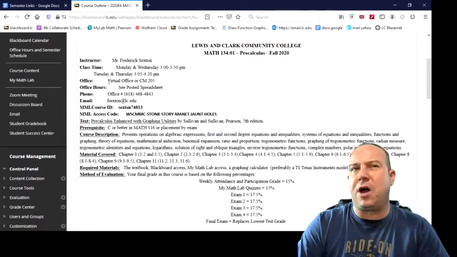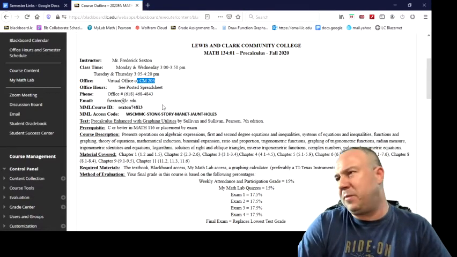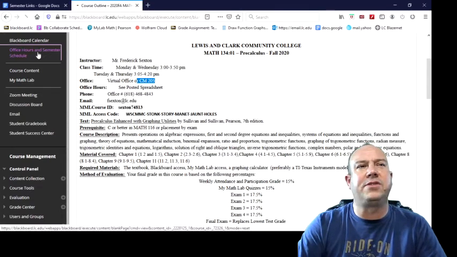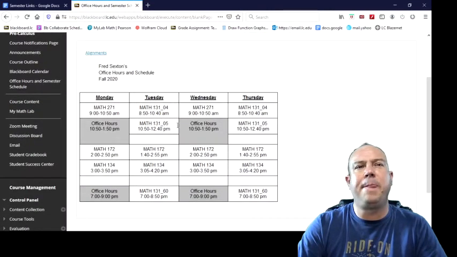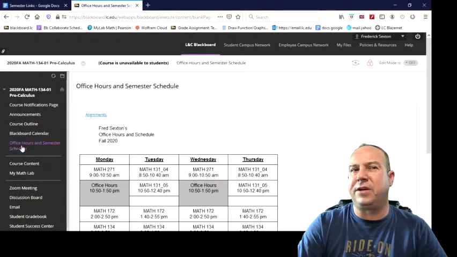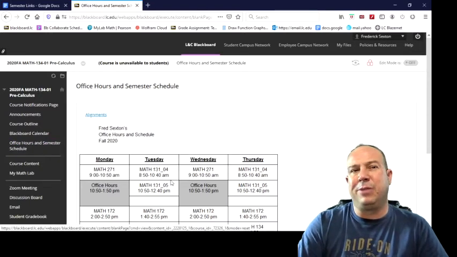I do have virtual office hours this semester. I'm not on campus, but if I was on campus, you would find me in Commons 205. I do have some office hours that are posted. That's over here on the left-hand side. These are my office hours and my schedule for this semester. That can be found over here on the office hours and semester schedule link in Blackboard.